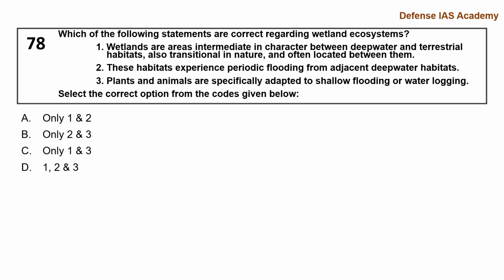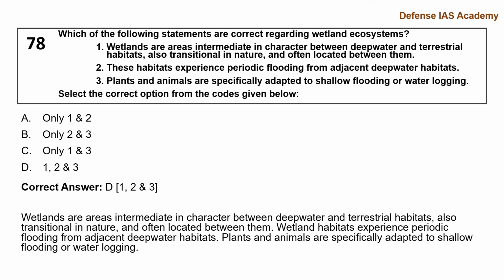Question 78. Which of the following statements are correct regarding wetland ecosystem? 1. Wetlands are areas intermediate in character between deep water and terrestrial habitats, also transitional in nature and often located between them. 2. These habitats experience periodic flooding from adjacent deep water habitats. 3. Plants and animals are specifically adapted to shallow flooding or water logging. Select the correct option from the codes given below. The correct answer is option D, 1, 2 and 3.